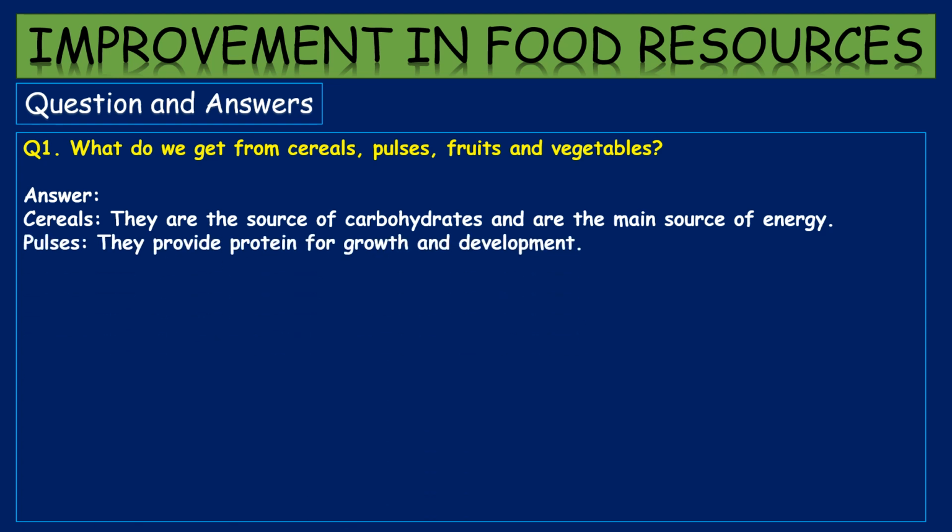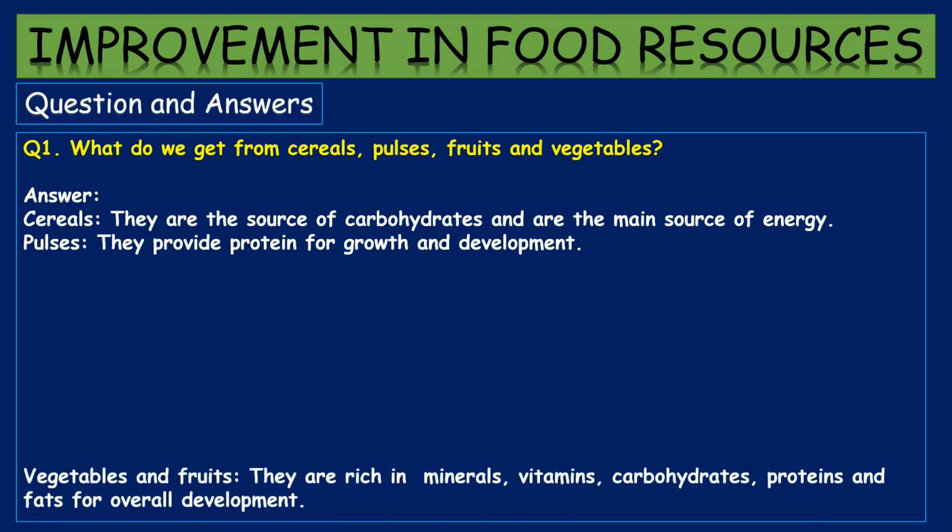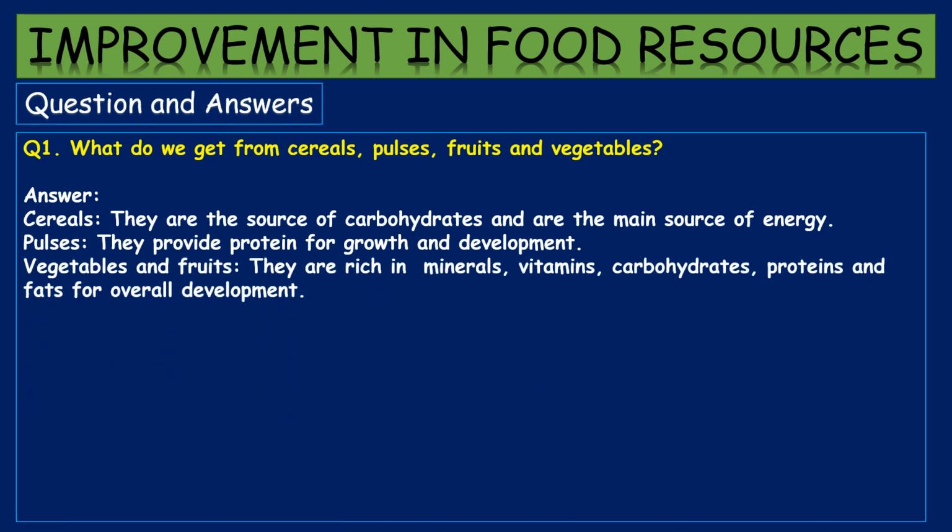And the next, pulses. These pulses provide protein for growth and development. We need proteins for growth and development of our body. So proteins are the building block of the body. So pulses are the source of proteins. And now vegetables and fruits. They are rich in minerals, vitamins, and carbohydrates, protein, and fats for overall development.